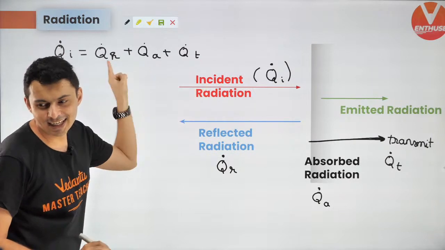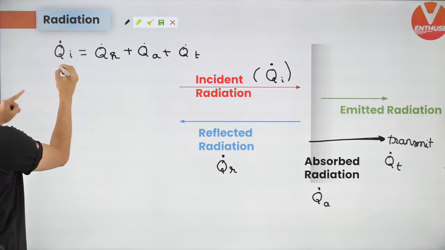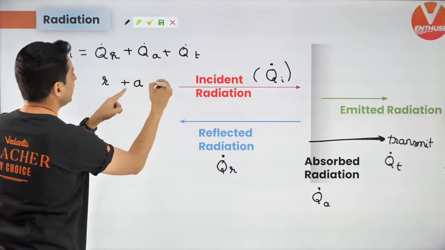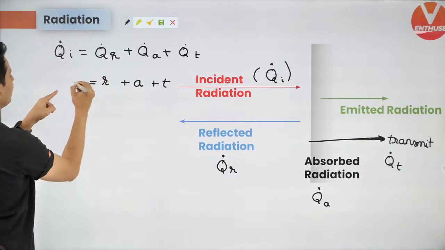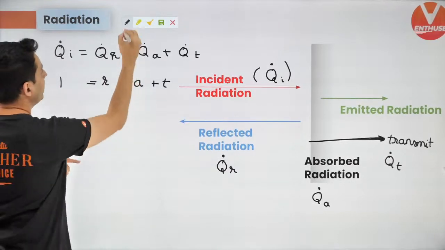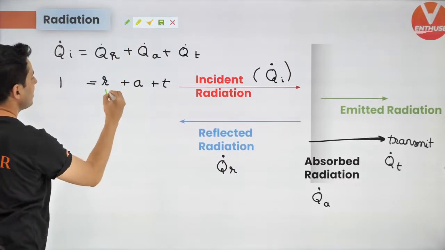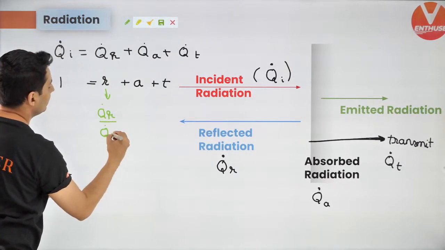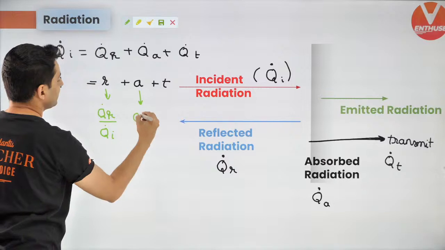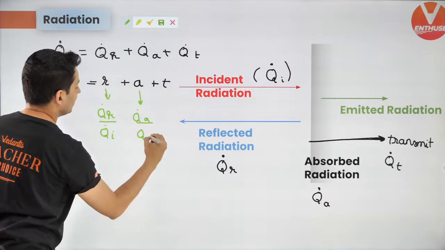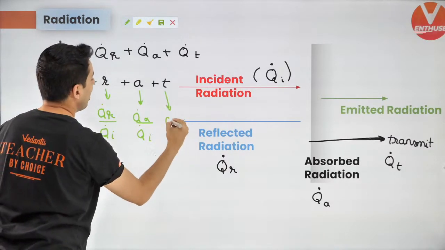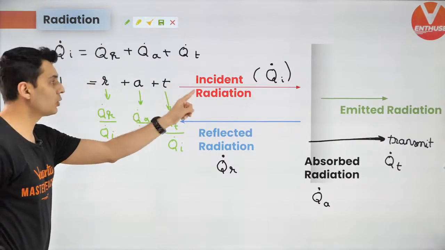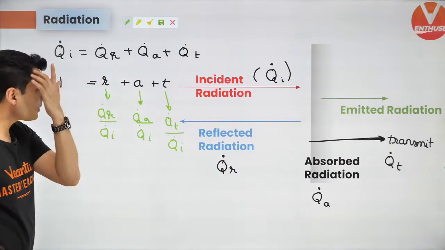Thank you, Ashita. Hi, Sarthak, welcome. And you have the coefficients: reflectivity, absorptivity, and transmittivity. That sum is also equal to 1. Each of these coefficients is how much heat is reflected upon how much heat falls, how much heat is absorbed upon how much heat is incident, and how much heat is transmitted upon how much heat falls. This is the coefficient. Keep this in mind.